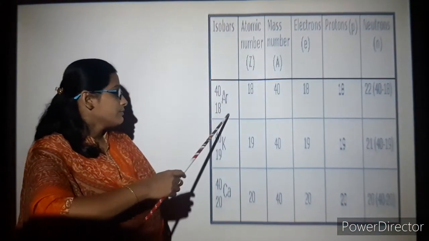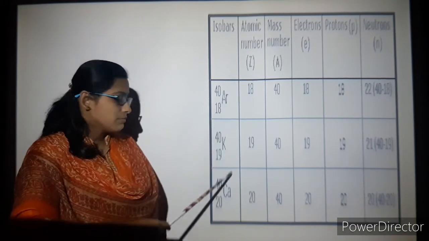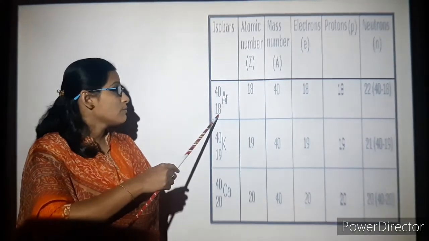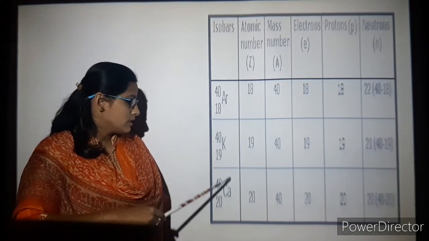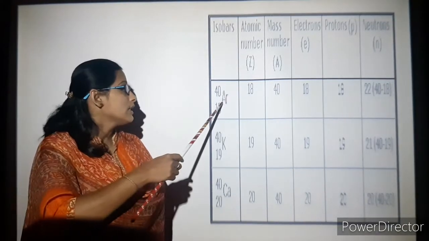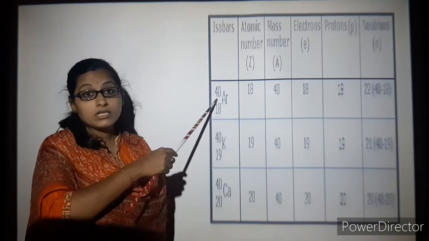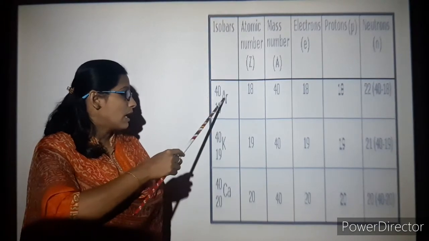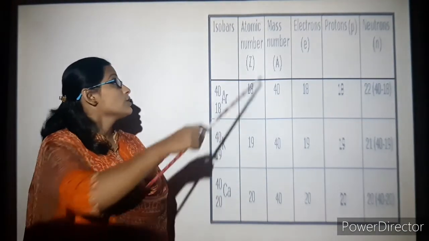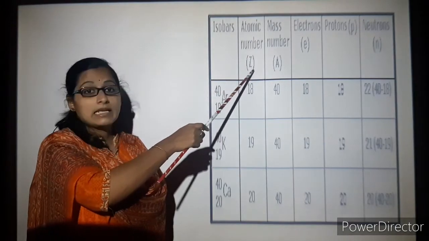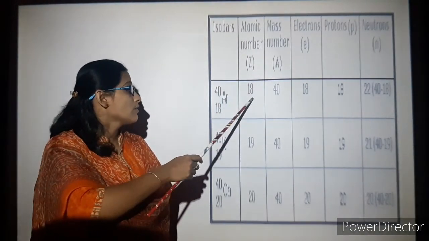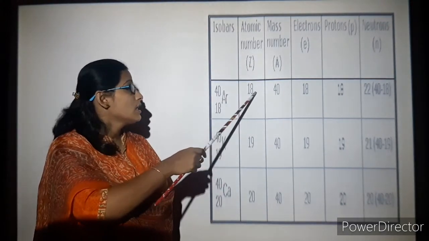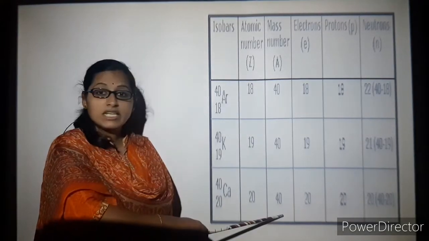Here we have taken argon, potassium and calcium. Here Z represents the atomic number. The atomic number of argon is 18, potassium is 19, calcium is 20. You can see that the atomic number is different, but the mass number remains the same, that is 40, 40 and 40 for argon, potassium and calcium. So the mass number is 40 for all three elements.